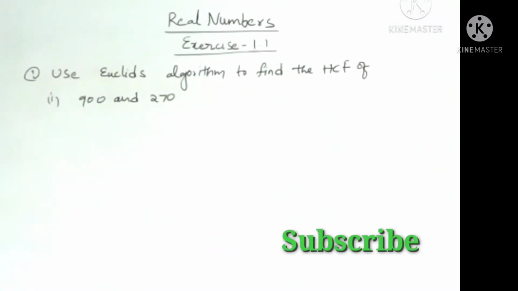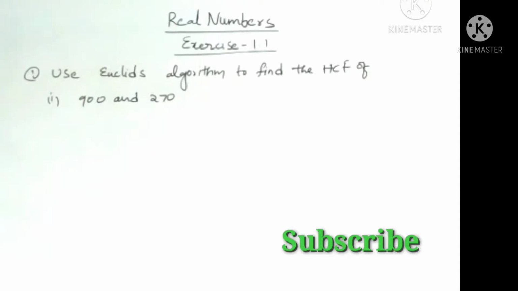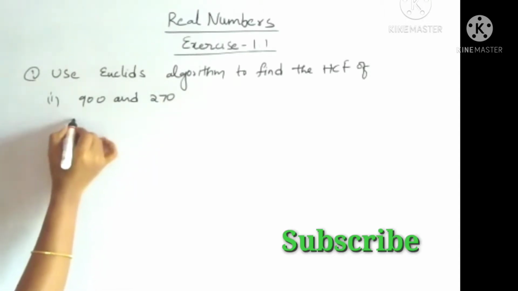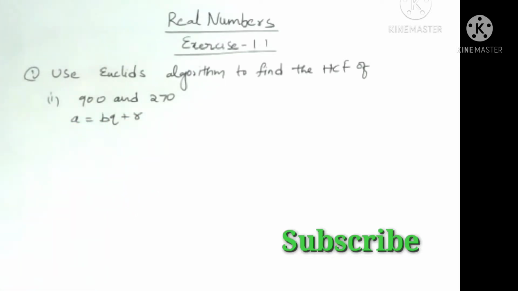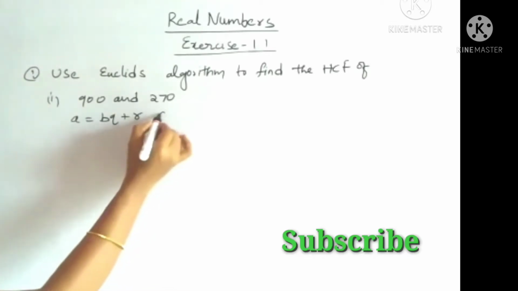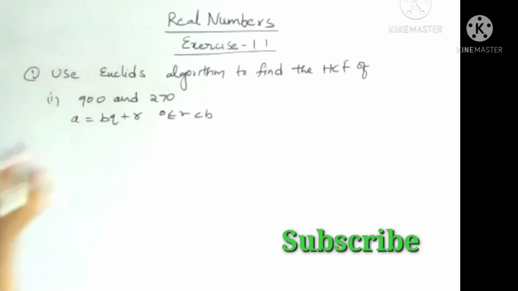Today we will see the solution of the first problem of Exercise 1 in 10th class Real Numbers chapter. The problem is: use the division algorithm to find the HCF of 900 and 270. What is the division algorithm? We already discussed it in our previous video. A is equal to BQ plus R, and 0 less than or equal to R less than B. This is our division algorithm.